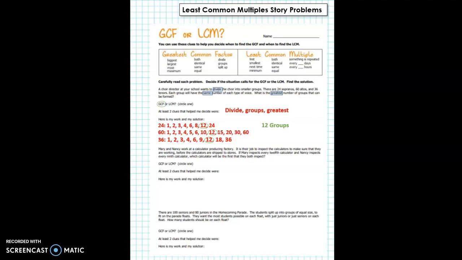Now, if they were going to ask another question and say, how many of each type of singer is in a group? Then you're going to look at the factor pair that gives you the target number with 12. So 12 times 2 is 24. There will be 2 sopranos. 12 times 5 is 60. So there will be 5 altos. And 12 times 3 is 36. So there will be 3 tenors.